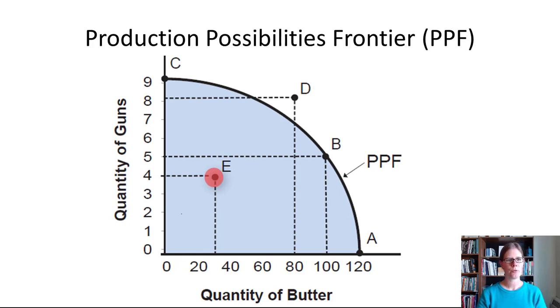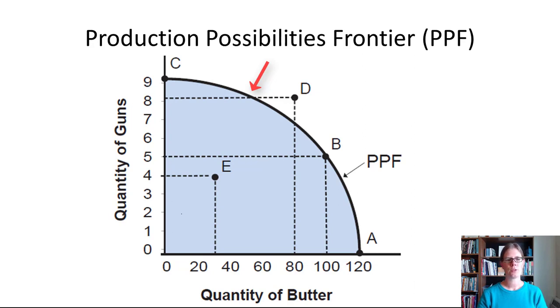So for example, if we're producing at point E, we're not producing as much of either guns or butter than we could if we use those resources more effectively. So for example, we might be leaving some resources idle or using poor technology. The curved shape of the PPF makes another important point with respect to efficiency.